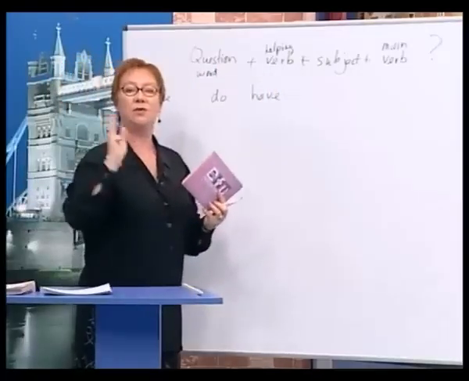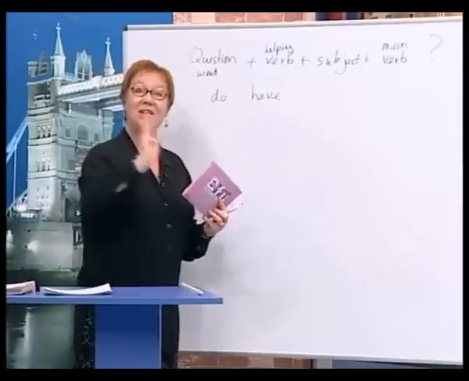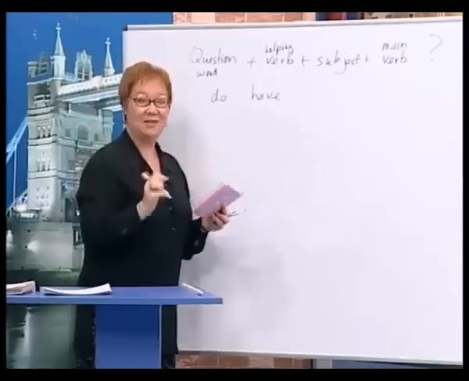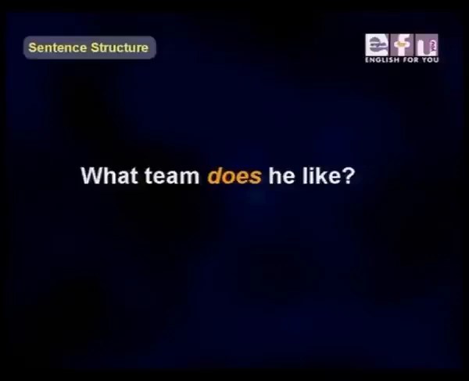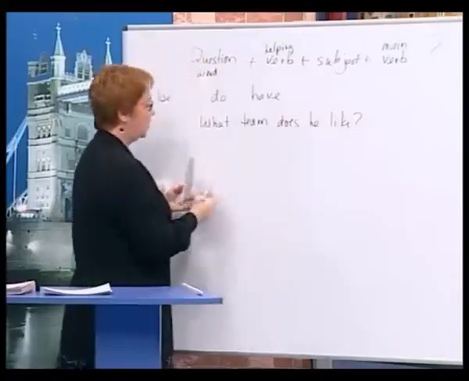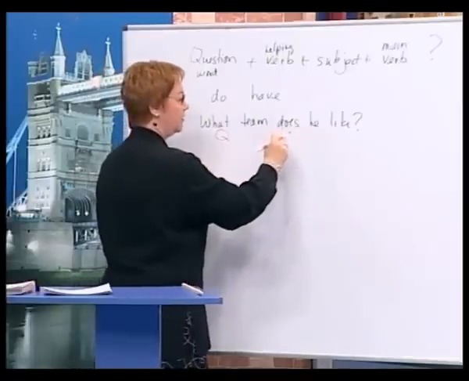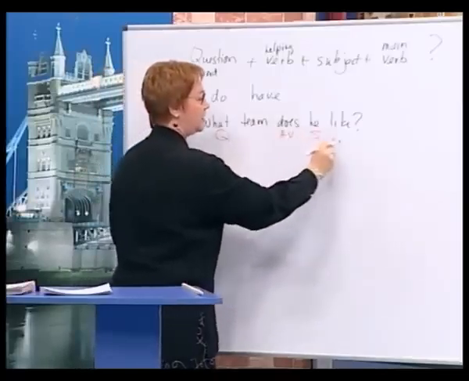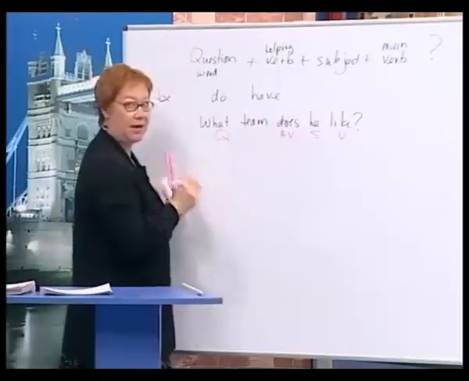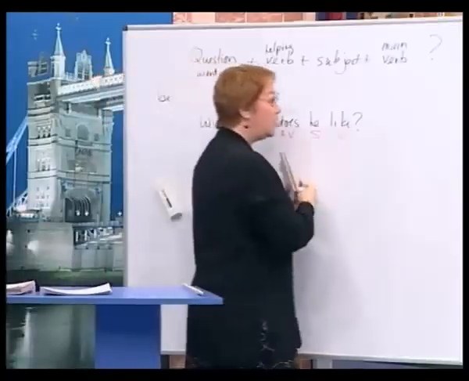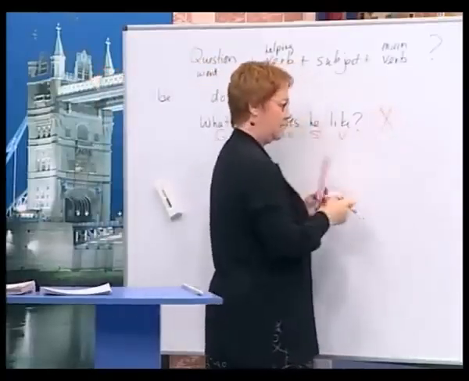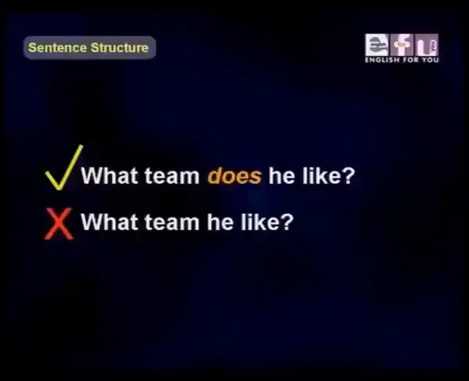I'm going to show you correct and wrong, so you always do them correctly. Okay, now, what team does he like? Okay? Now look, you've got the question word, the helping verb, let's say HV, the subject, and the verb. Now, the wrong one, no, is what team he like.